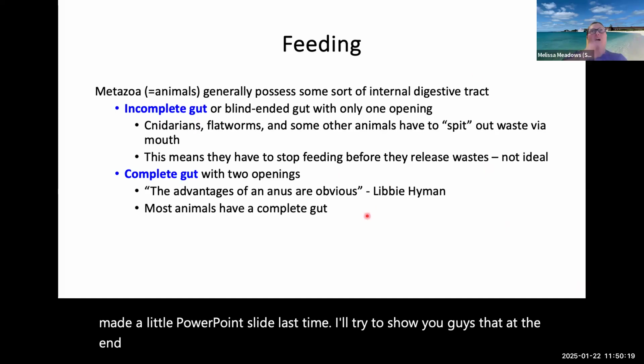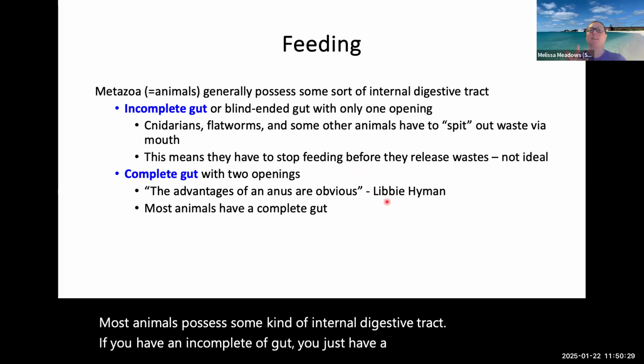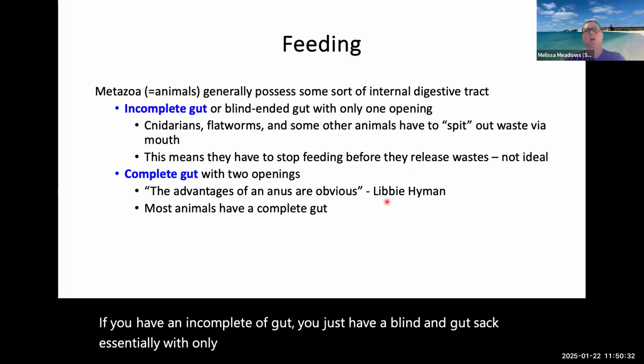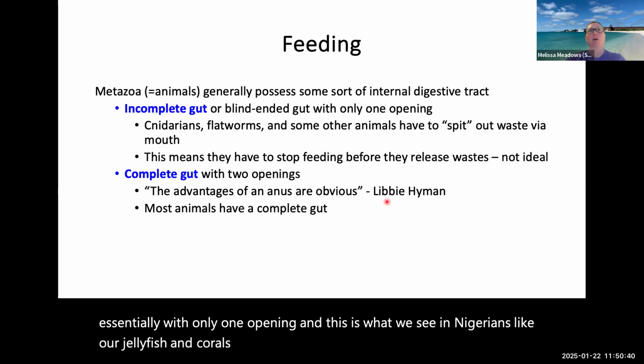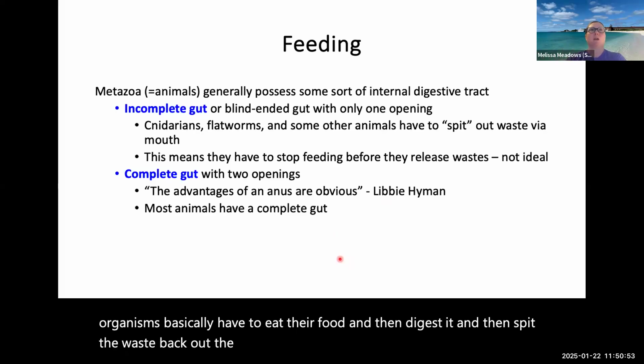Anyway, most animals possess some kind of internal digestive tract. If you have an incomplete gut, you just have a blind-end gut sac with only one opening. This is what we see in cnidarians, like jellyfish and corals, and also in flatworms, the platyhelminthes. These organisms have to eat their food, digest it, and spit the waste back out the same way. If you have a complete gut, though, you have a mouth and an anus.